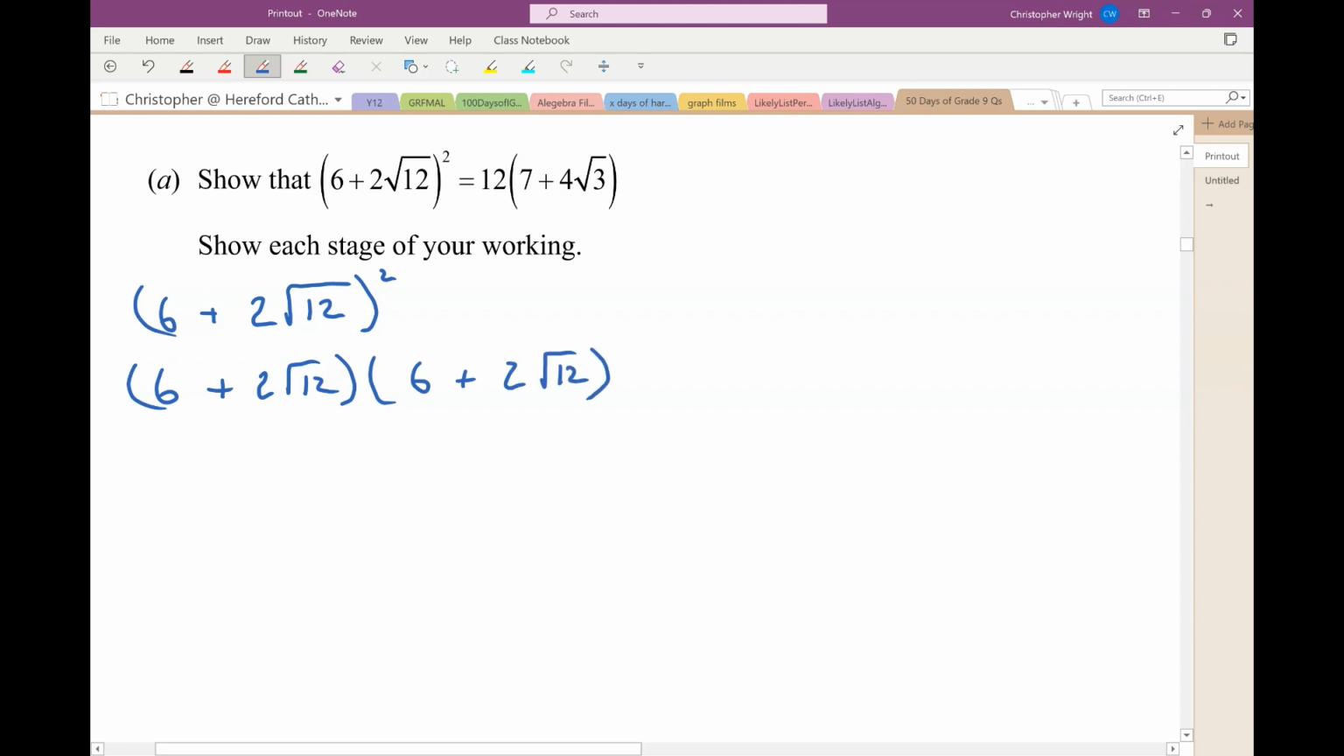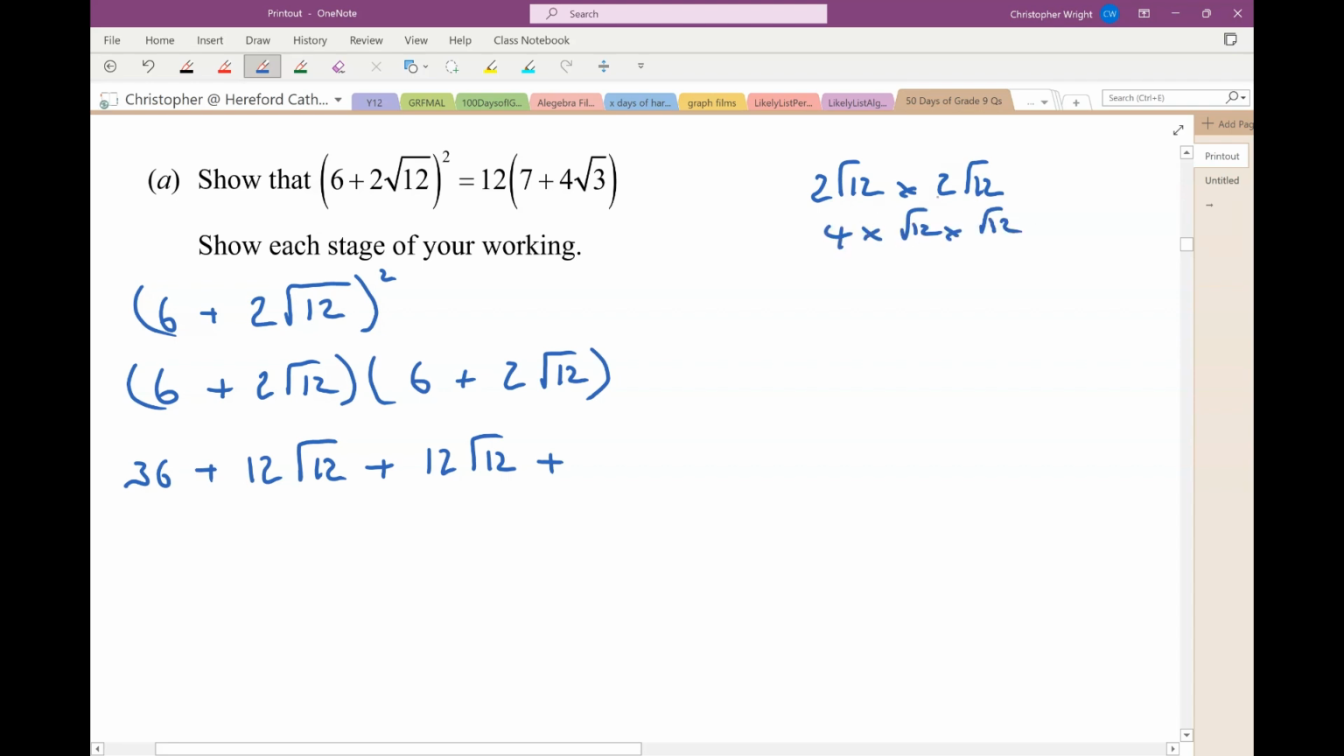See what happens. So 6 sixes are 36, plus 6 times 2 root 12 is 12 root 12, plus 2 root 12 times 6 is 12 root 12, plus 2 root 12 times 2 root 12. Well, that's 4 times root 12 times root 12. Root 12 times root 12 is 12, so that's just 4 12s, 48. So now let's simplify this. I've got 36 and 48, that's 84, plus 24 root 12.